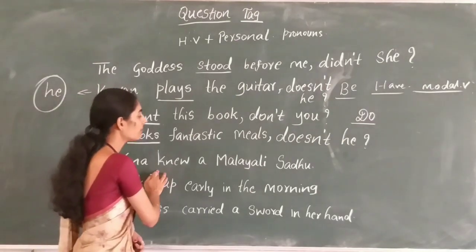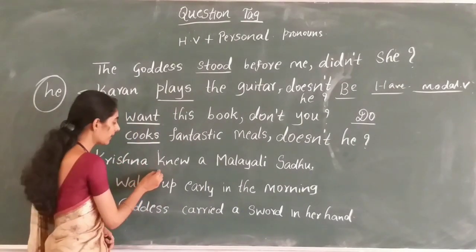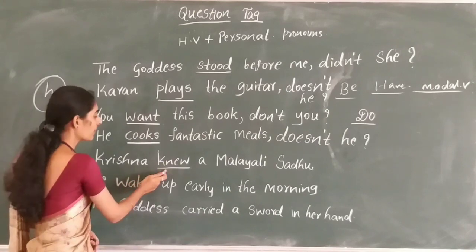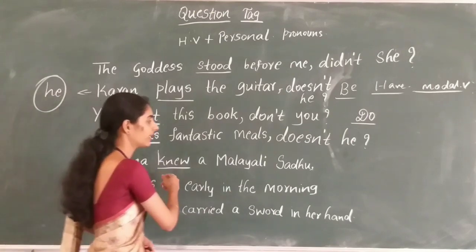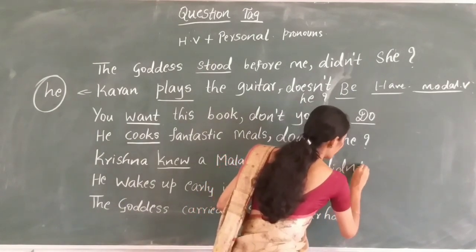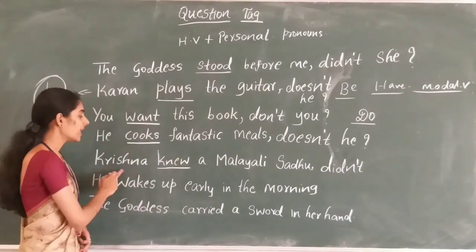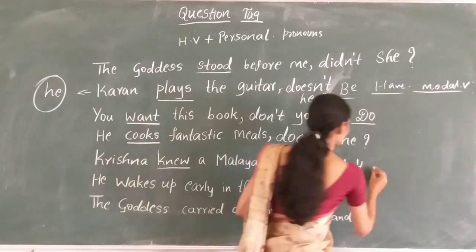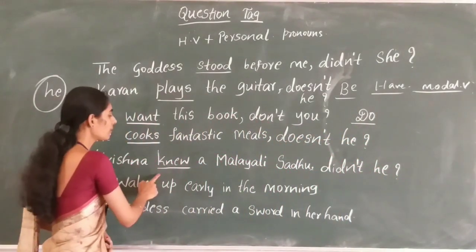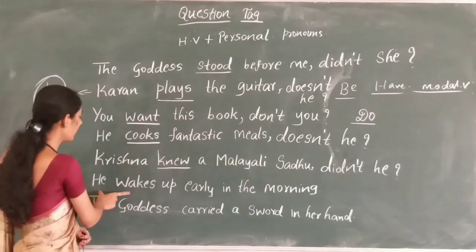And now, Krishna knew a Malayali sadhu. Again, look at the verb here, that is knew, and here knew is the past tense of know. So this is in the past tense and it takes did. Again write did and add n't. So didn't, not Krishna, but he. Didn't he? Krishna knew a Malayali sadhu. Didn't he? Question mark.